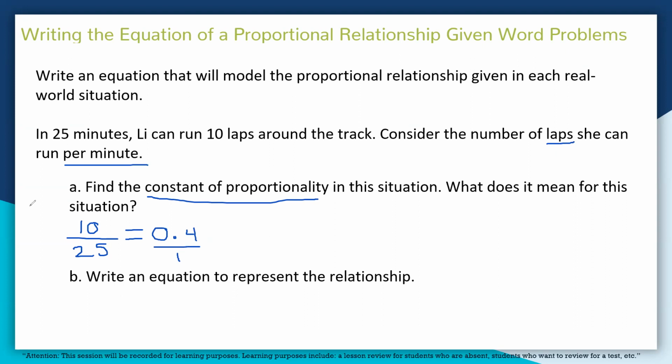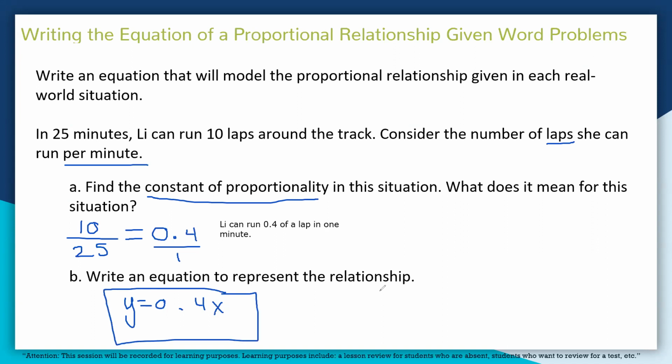Well, let's type this here so it's a little nicer looking. It means that Lee can run 0 and 4/10 of a lap in 1 minute. Now let's take this information and write an equation. It's a proportional relationship, so it makes sense that there's no other numbers involved here because we don't have any initial starting value. We just need to rewrite this as y equals 0 and 4/10 x.